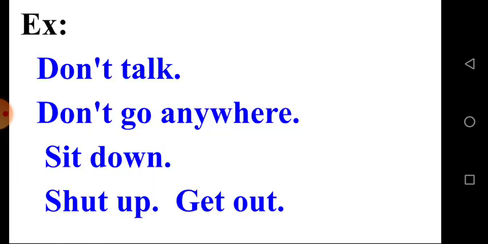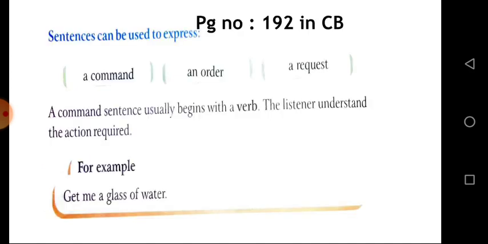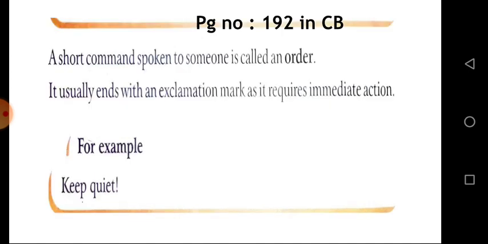Let's see the examples. Don't talk. Don't go anywhere. Sit down. Shut up. And get out. Everybody clear about that? Now see your book. A command sentence usually begins with a verb. The listener understands the action required. For example, get me a glass of water. Okay? And see the next one.